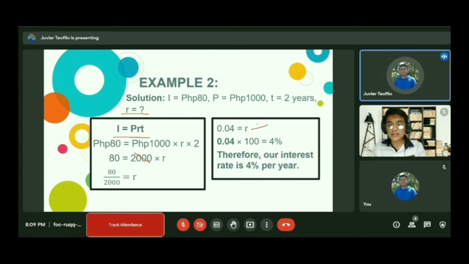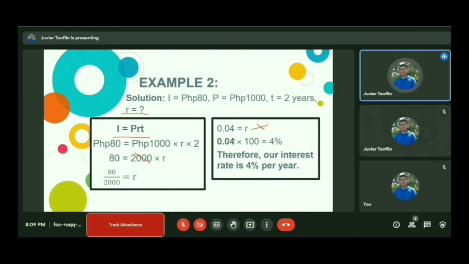But this is not our exact answer, okay? We are going to multiply this by 100 so that you have the final answer. So 0.04 times 100 is equal to 4%. Therefore, our interest rate is 4% per year. Okay, sir, why did you multiply the 0.04 by 100? Okay, if you're going to find the value of R or the interest rate, the final answer must be in percentage form. Okay, take note of that.